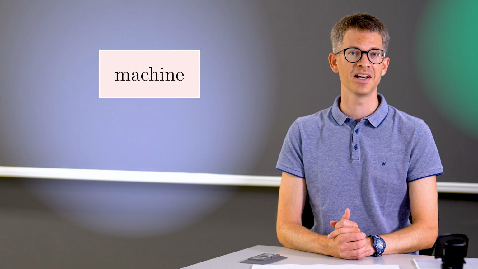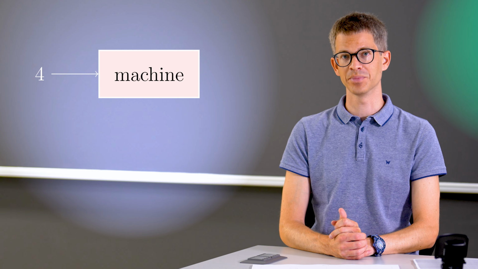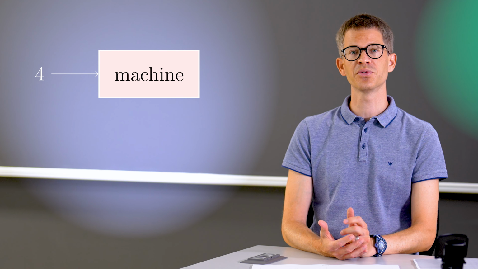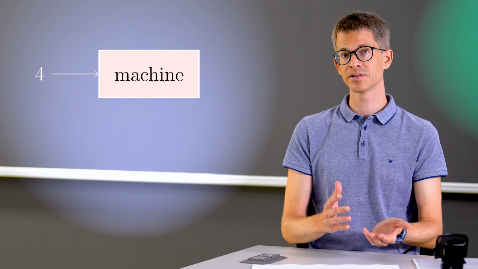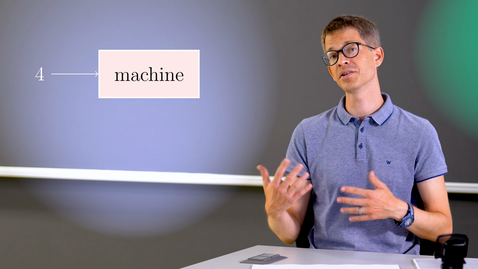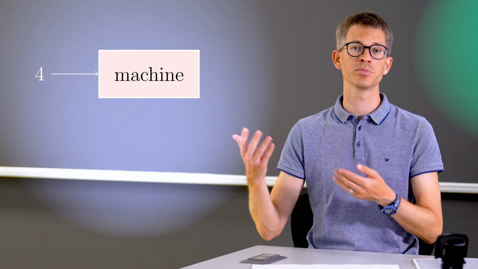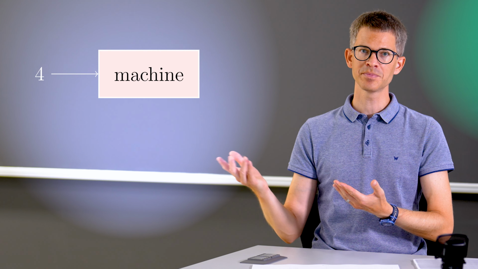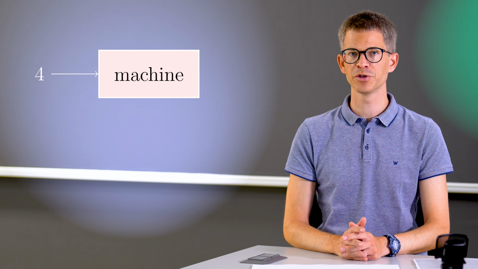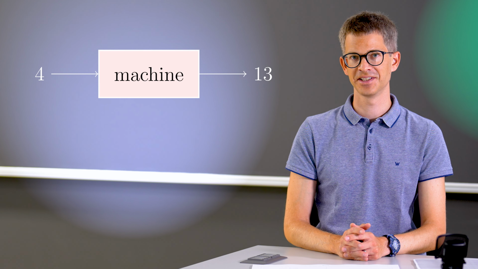A function is a made-up machine that starts to run as soon as it gets fed a valid input. This input is often a number, for example, a 4. The machine then takes this input, processes it, possibly modifies it, and creates an output, for example, a 13. Now, whenever you feed this particular machine the input 4, the output will always be 13.